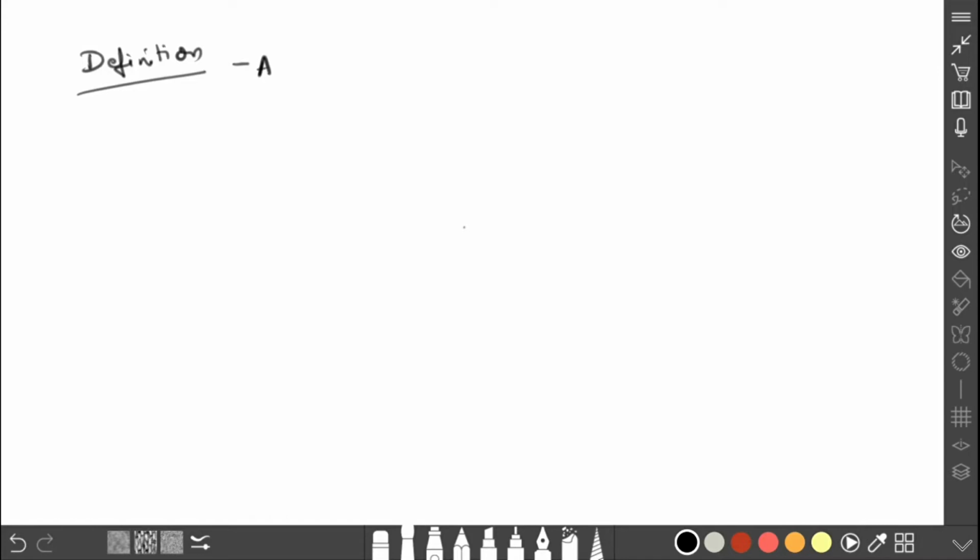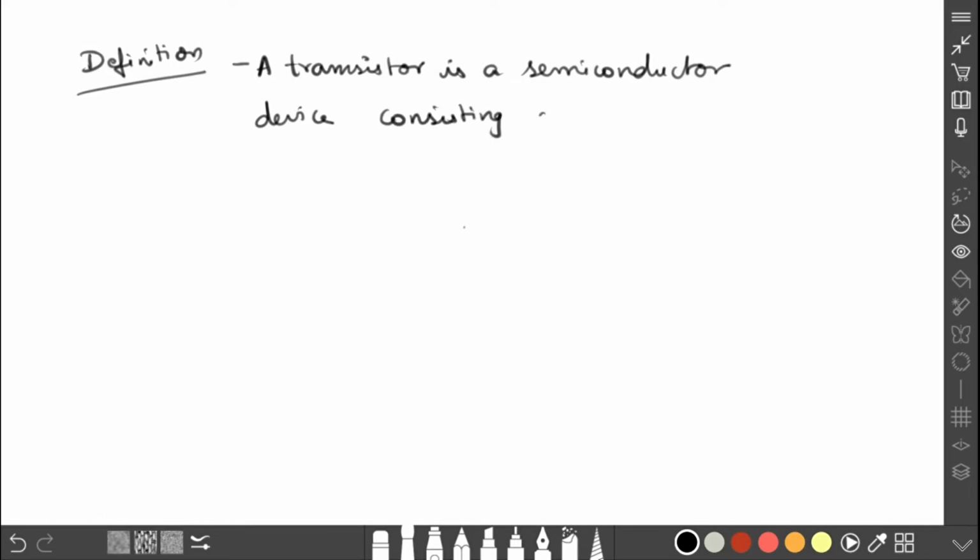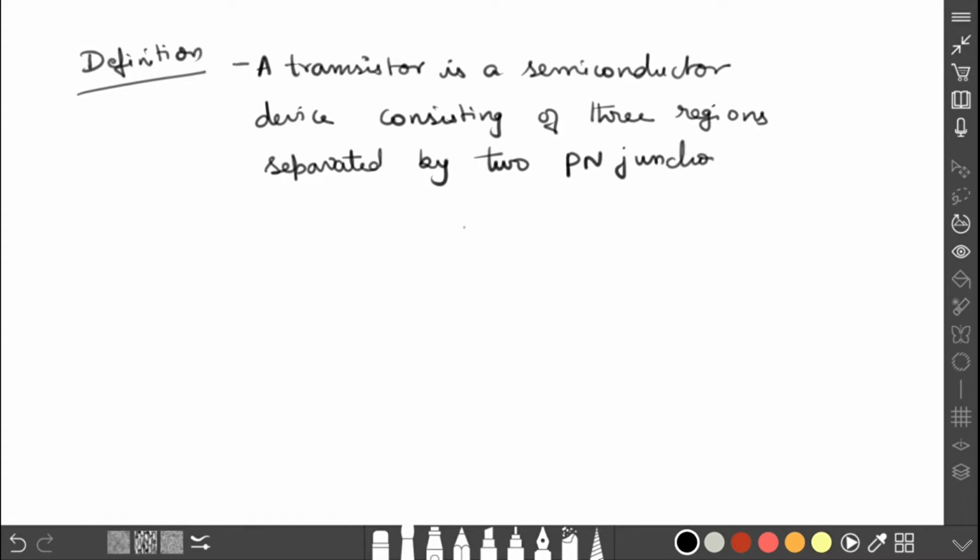A transistor is a semiconductor device consisting of three regions separated by two p-n junctions. So this is the definition to understand what a transistor is. A transistor is a semiconductor device which consists of three regions, which are separated by two p-n junctions.